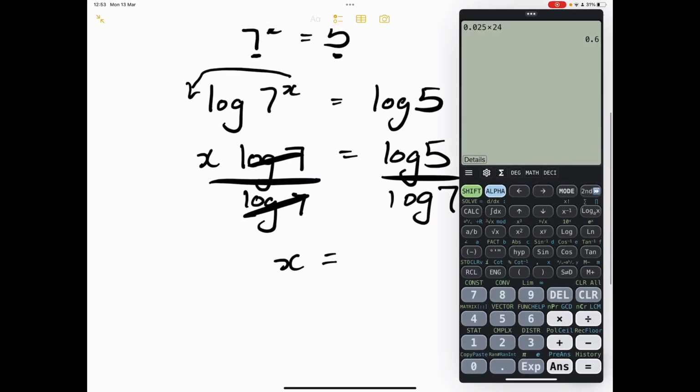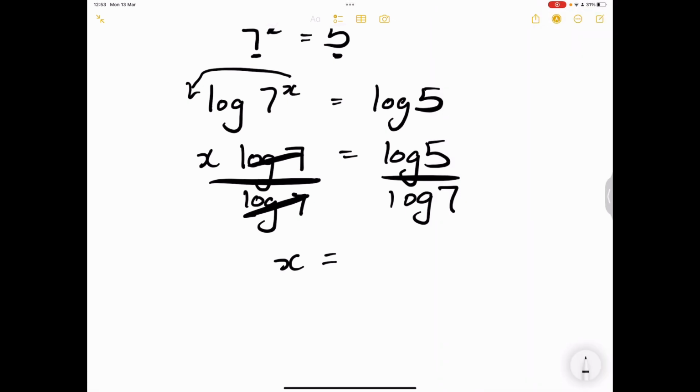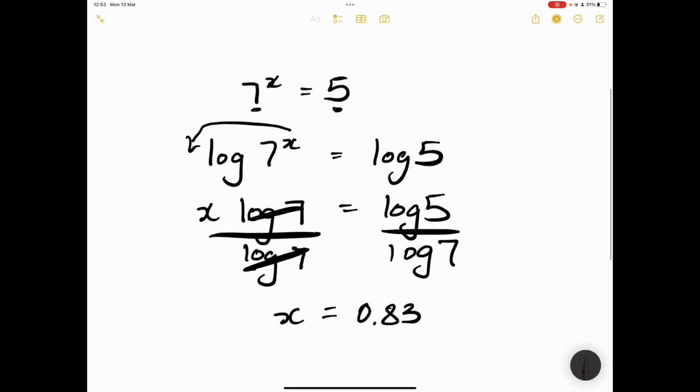And all you simply do is put that in your calculator: log 5 divided by the log of 7. That will be our final answer, 0.83, rounded off to 2 decimal places. So that's the first instance.